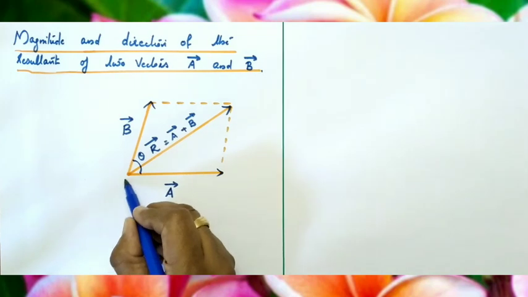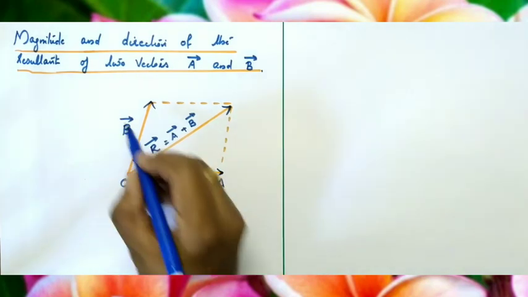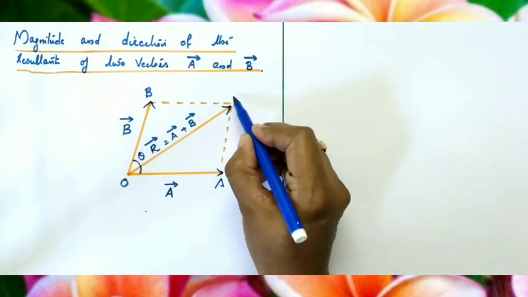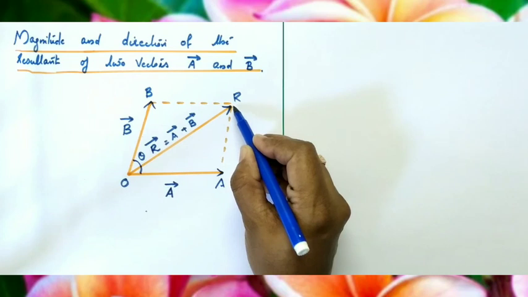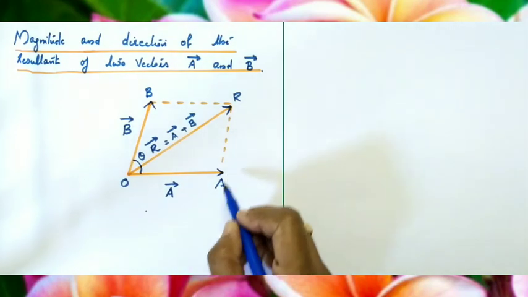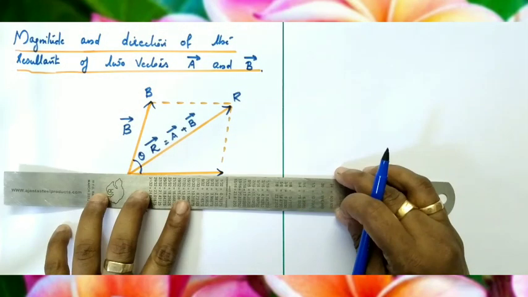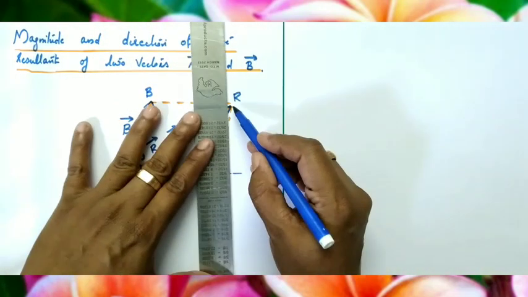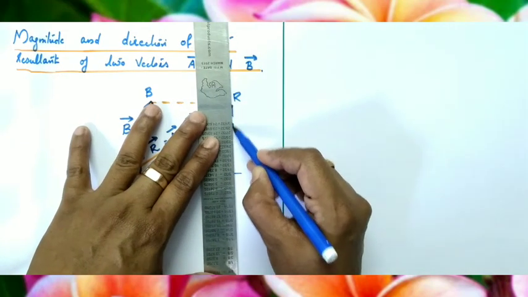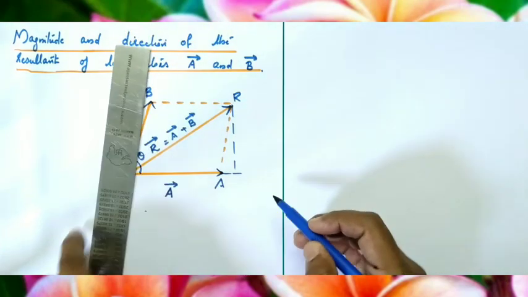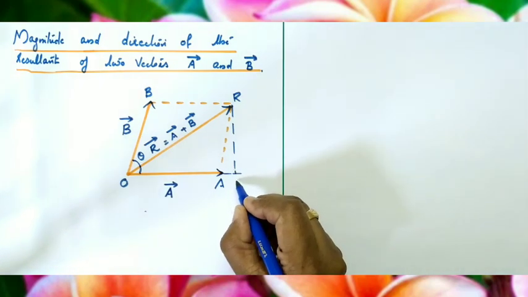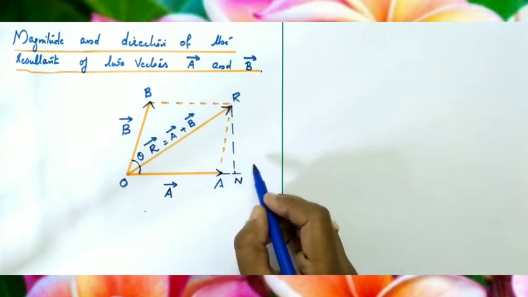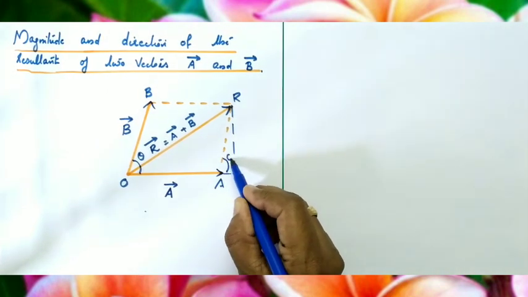For that, let this be OA, this is OB. Let this be R. Draw a perpendicular from R to this OA. We can extend that OA like this, extend it and draw a perpendicular from R. Let that point be N. Okay, so that is N. Here this angle is theta. What is this one? This is also theta.